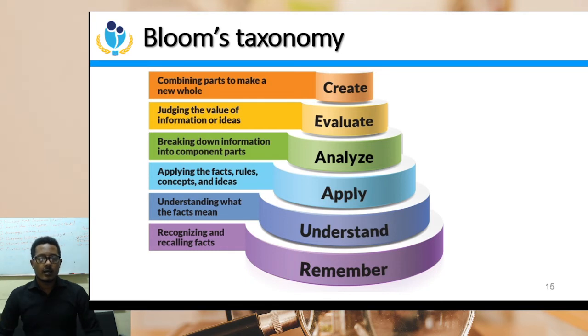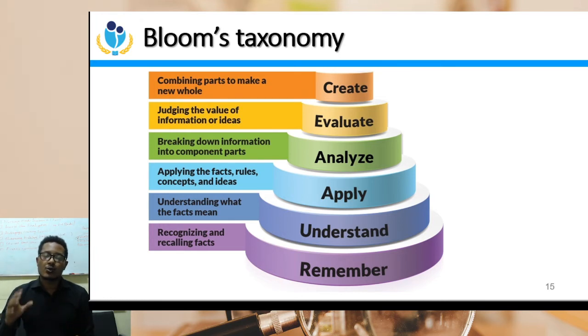So the first level of complexity of the learning is remembrance, or remembering. This is merely recognizing and recalling of the facts. Then we go to understanding, what the facts mean, what the meaning of this concept is. Then we move on to application, or applying those facts and those rules into specific ideas, and we further go to analysis, evaluation, and creation.